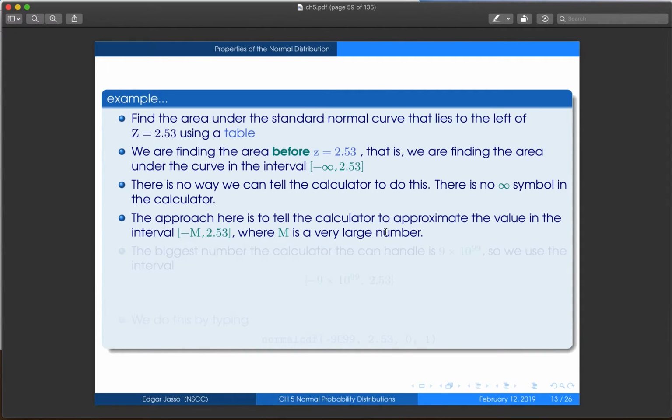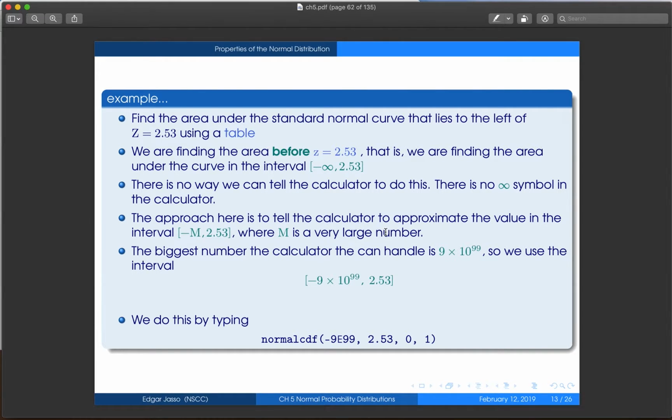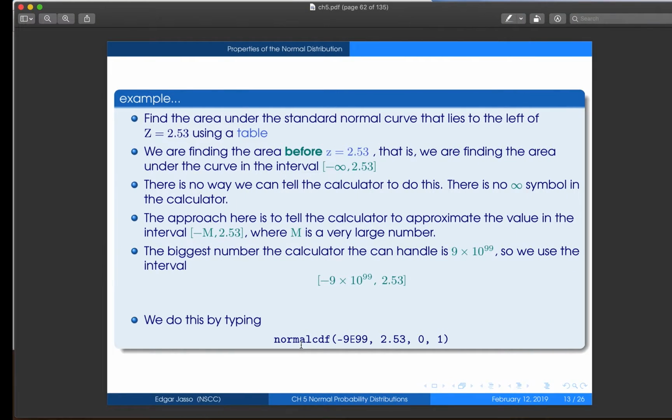Now, what does very large number mean? Well, we can be picky and say, let's use negative 9 times 10 to the 99, which is the biggest number your calculator can type. So you want to find the area in the interval from negative 9 times 10 to the 99 all the way to 2.53, and this is the command you do in your calculator. I have the calculator right here, so let's do it.